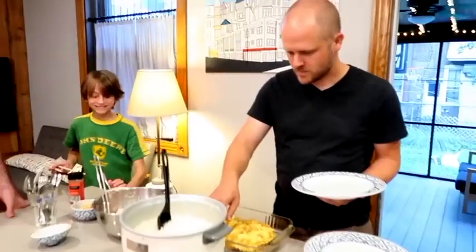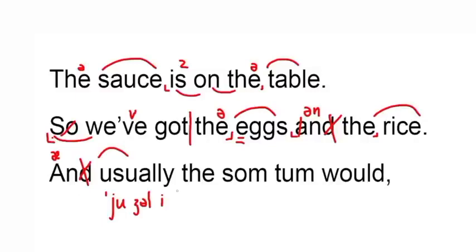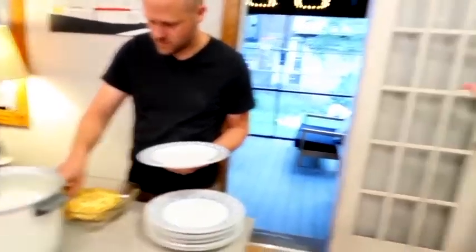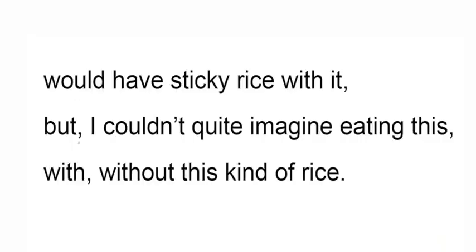"Usually the sometimes would have sticky rice with it." "The sometimes," said quickly with the schwa. Then we have a couple words that are a little bit more stressed. Of course, this is not English, this is Thai. She's making a Thai salad here. The word "would": L is always silent. "Usually the sometimes would have sticky rice with it."